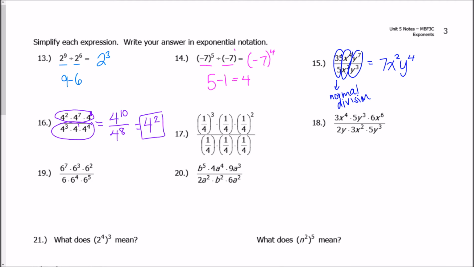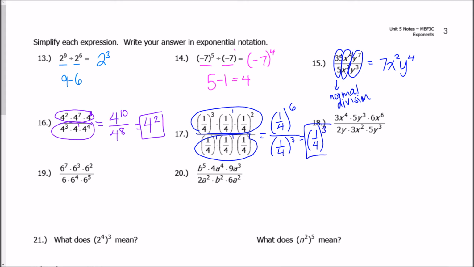For number 17, same thing. I'm going to look at this whole numerator. And then I'm going to look at this whole denominator. So in my numerator right here, I have 1/4 to the power of 3 times 1/4 to the power of 1 times 1/4 to the power of 2. So here, this will give me 1/4 to the power of 3 plus 1 is 4 plus 2 is 6. All over, this will become 1/4 to the power of 1 plus 1 plus 1 is 3. So my final answer will be 1/4 to the power of 6 minus 3 gives me 3.